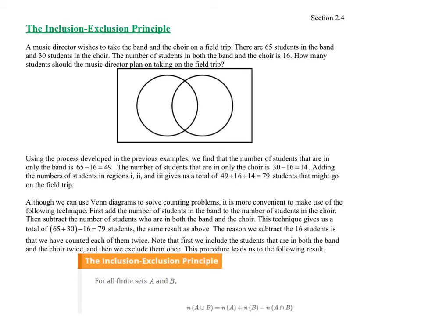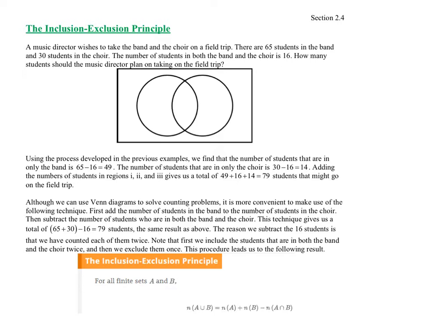The next topic we're going to cover is called the inclusion-exclusion principle. It says a music director wishes to take a band and a choir on a field trip. There are 65 students in the band and 30 students in the choir. The number of students in both the band and choir is 16. How many students should the music director plan on taking on the field trip?